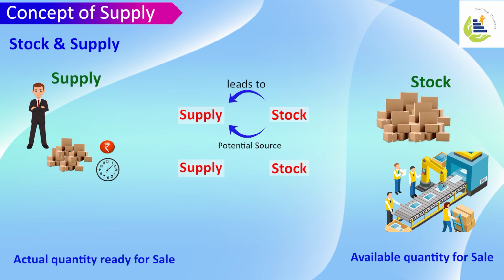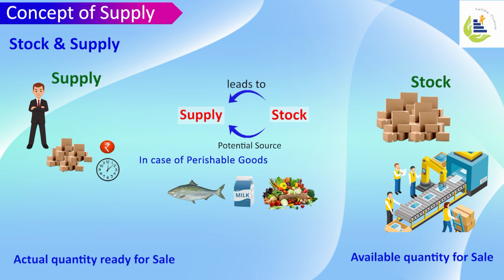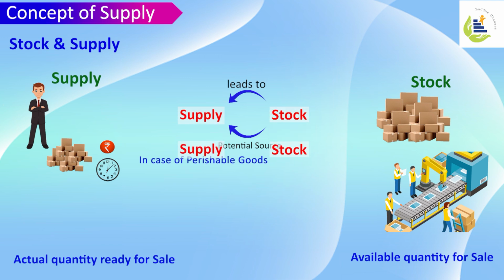Stock can be equal to or greater than supply. Whatever I produce, I need not sell. However, in case of perishable goods, which have limitations for stocking, like fish, milk, or vegetables, whatever is being produced, whatever we have, we are ready to sell. So in case of perishable goods, stock is supply, both of them are the same.